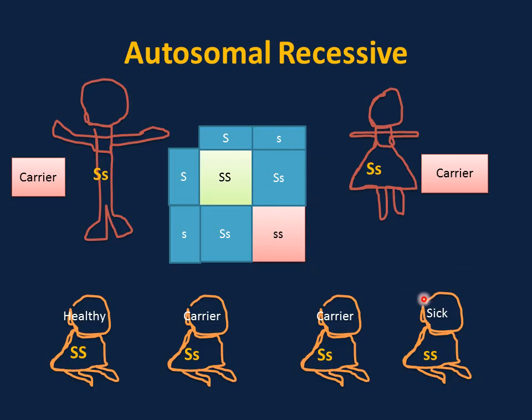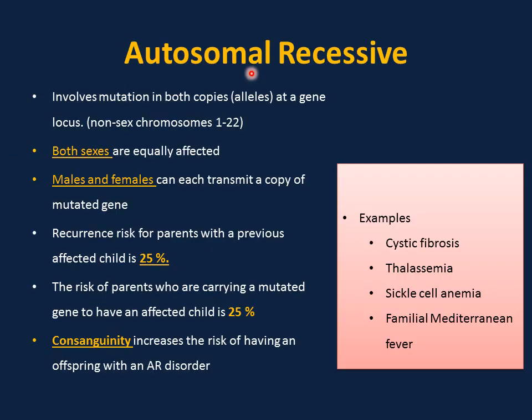Here the chances are 25% to have a child with sickle cell anemia, 25% chance to have a healthy child who is not a carrier, not having sickle cell anemia or anything, just healthy, and 50% chance to have a child carrying the disease. Autosomal recessive involves mutation in both copies or alleles at a gene locus, on non-sex chromosomes or autosomes 1 to 22. Both sexes are equally affected because it's autosomal. Males and females can each transmit a copy of the mutated gene.